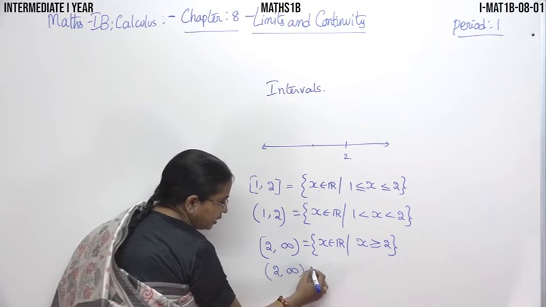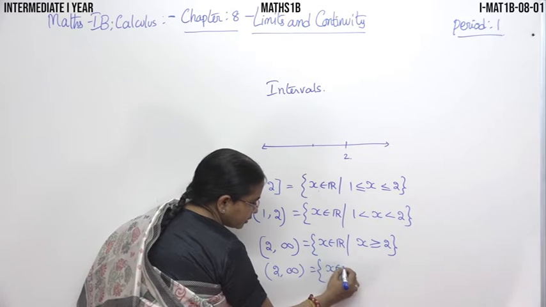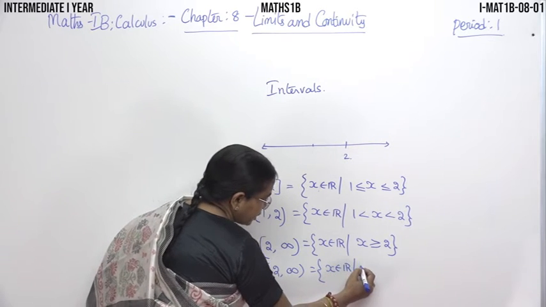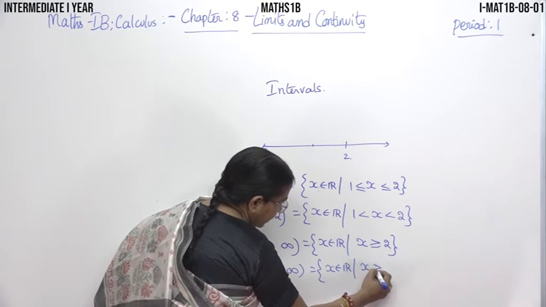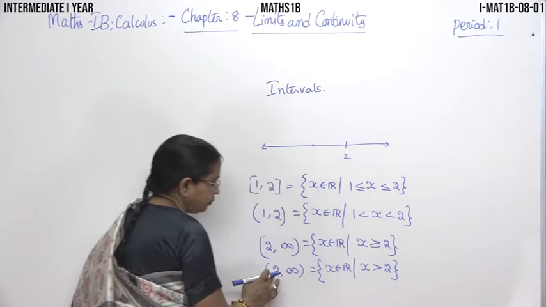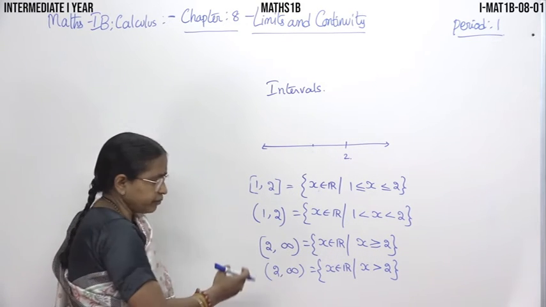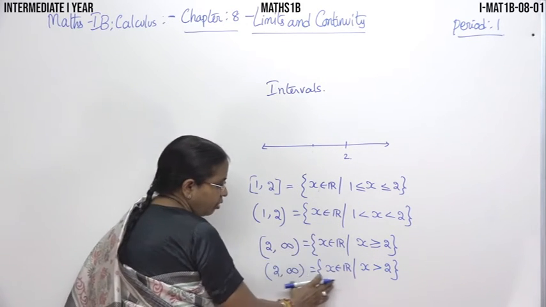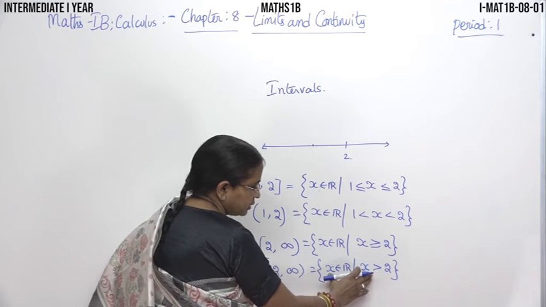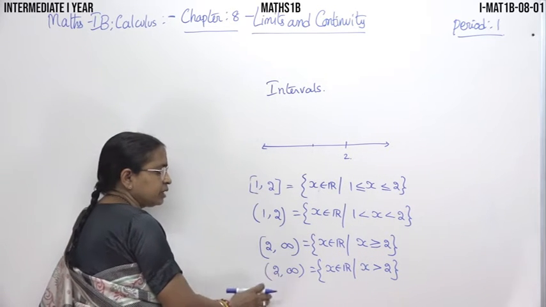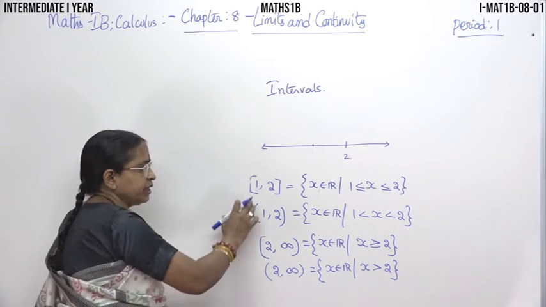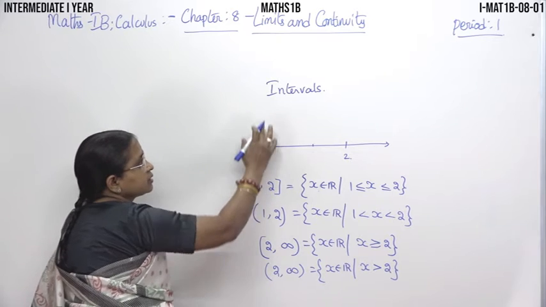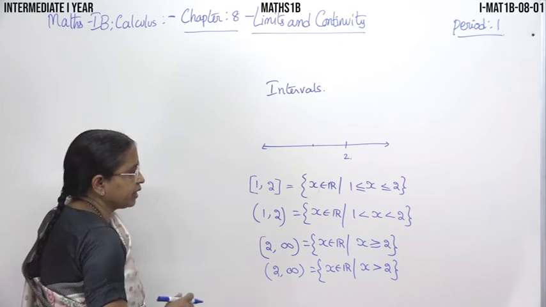Suppose I write (2, ∞) like this. Then it is the set of all real numbers such that x is greater than 2. 2 is not included, but from the next real number onwards to infinity, all real numbers are there in this set. So all these intervals are infinite sets. These are called intervals and they are all infinite sets.